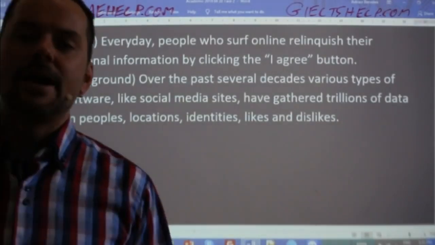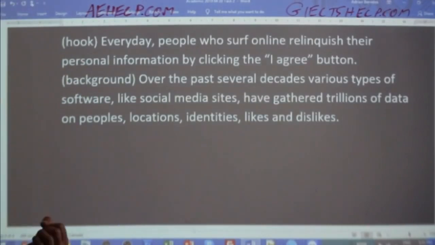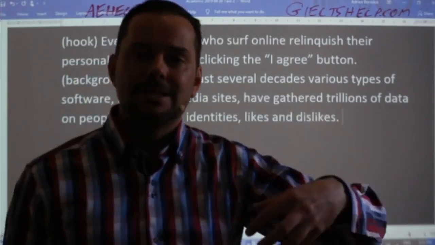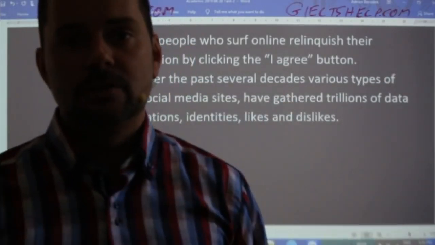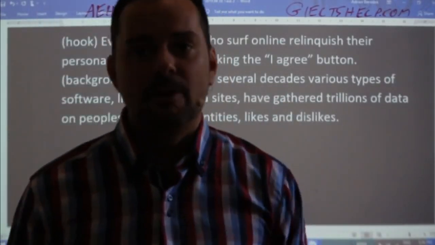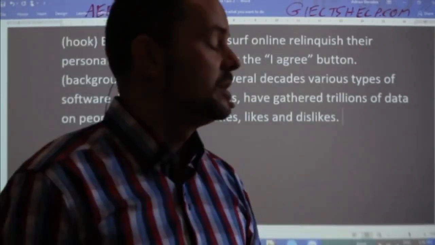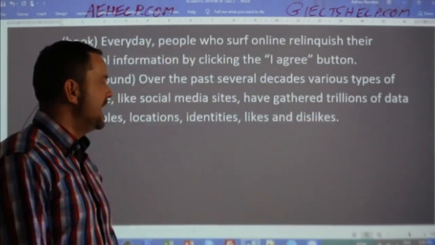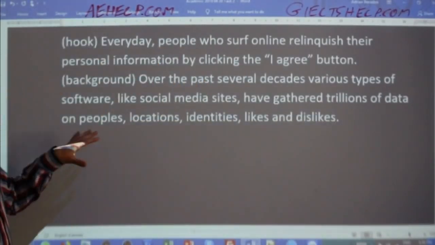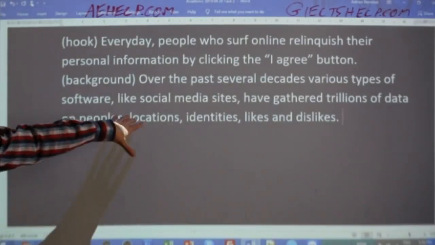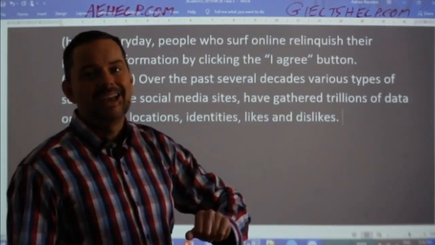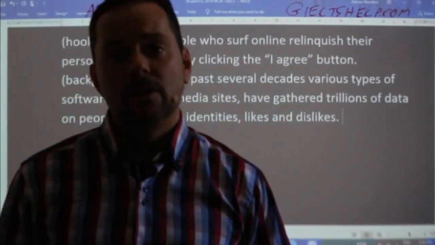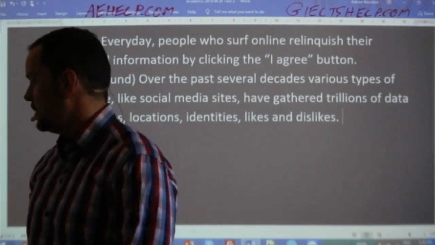So in the background, you show your reader that, hey, I know what we're talking about. I know what we mean when we're discussing private information, okay? I know that we're not just talking about me picking my nose last week, okay? We're talking about much more. We're talking about trillions of pieces of data that tell about a person's identity, location, likes, and dislikes, okay? That's what we're talking about. So now your reader goes, okay, I got you. All right.